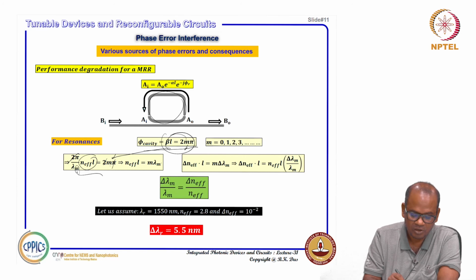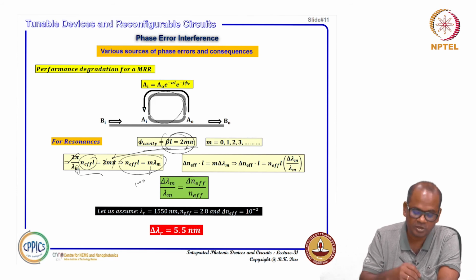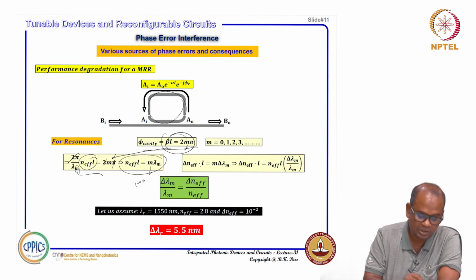Okay. So m we put 1000, for example, 1000 order of longitudinal mode order, and let us consider N effective, say 2.8, L equal to 100 micrometer for example. Then 1000 times lambda m, whatever you will be calculating, that will be in micrometer, because this is micrometer.